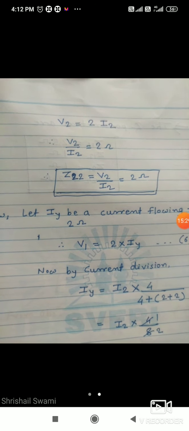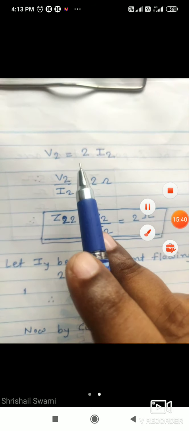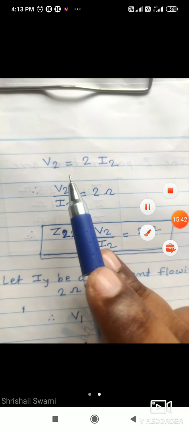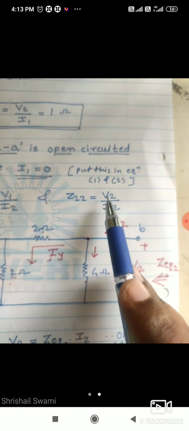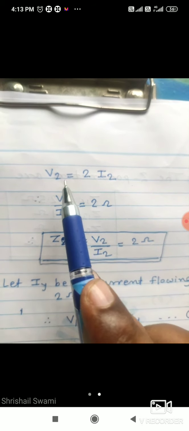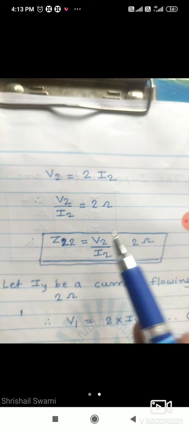Now see here, when you put Z equivalent to is equal to 2 in equation number 5, we get V2 is equal to 2 into I2. Now what we want is Z22. So where is Z22? Come here. Z22 is nothing but V2 upon I2. So you got the relation where V2 is there and I2 is there. So simply take V2 divided by I2, that is 2 ohm. So V2 divided by I2 is nothing but Z22.